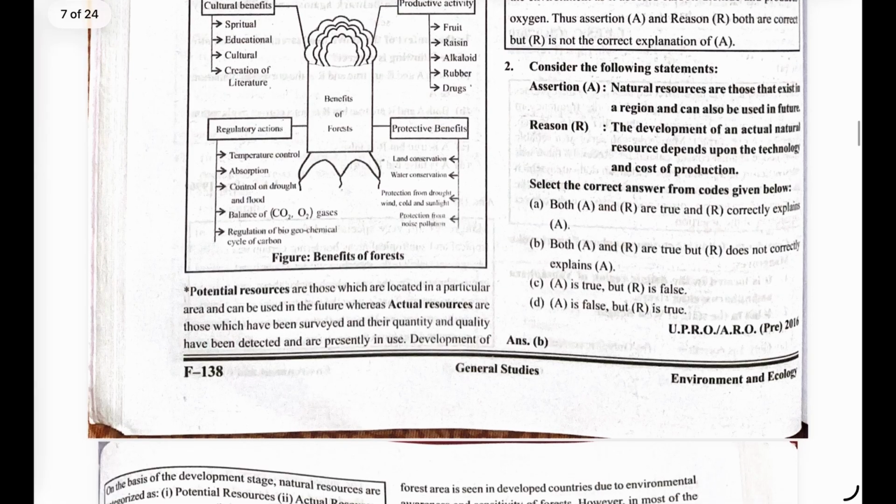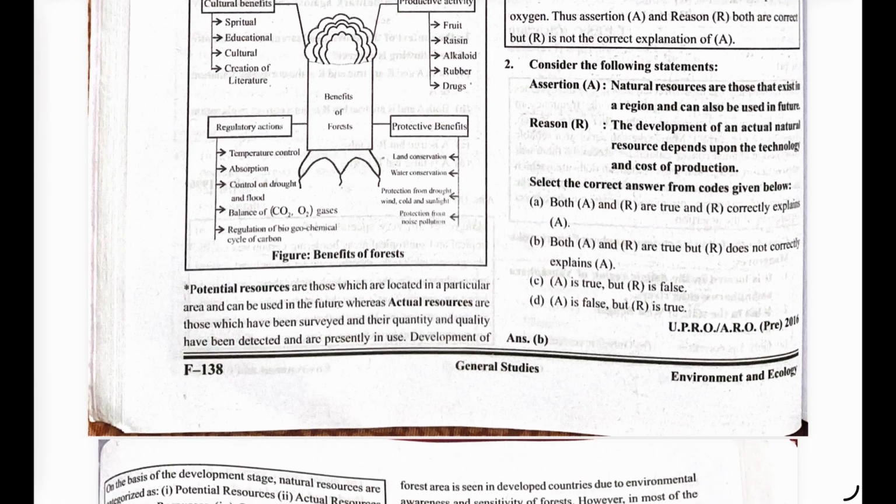Next one, consider the following statements. Natural resources are those that exist in a region and can also be used in future. Correct. The development of actual natural resources depends upon the technology and cost of production. This is correct, but it does not explain the assertion. So both assertion and reason are correct, but the reason does not correctly explain the assertion.